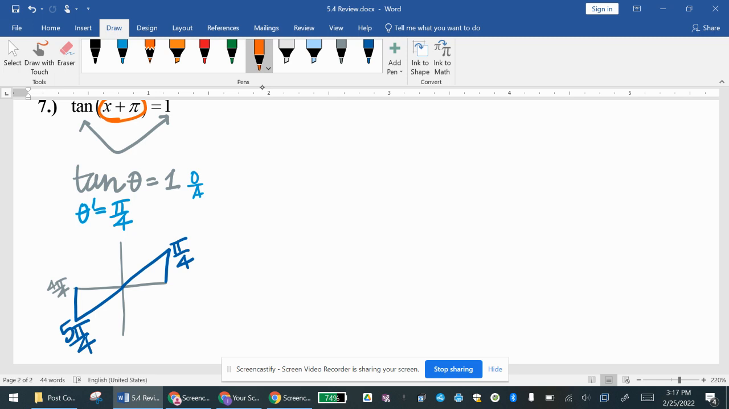Now the next step is to set those answers equal to what the angle was and whatever number was added or subtracted, multiplied or divided with it. Okay, so you're going to set x plus pi equal to your two answers of pi over 4 and 5 pi over 4.